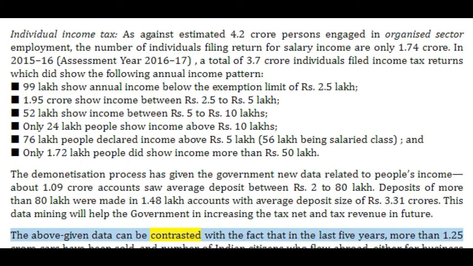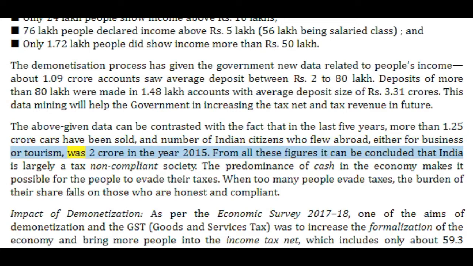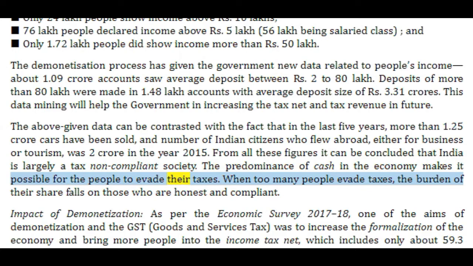The above data can be contrasted with the fact that in the last 5 years, more than 1.25 crore cars have been sold, and the number of Indian citizens who flew abroad, either for business or tourism, was 2 crore in the year 2015. From all these figures, it can be concluded that India is largely a tax non-compliant society. The predominance of cash in the economy makes it possible for people to evade their taxes. When too many people evade taxes, the burden of their share falls on those who are honest and compliant.